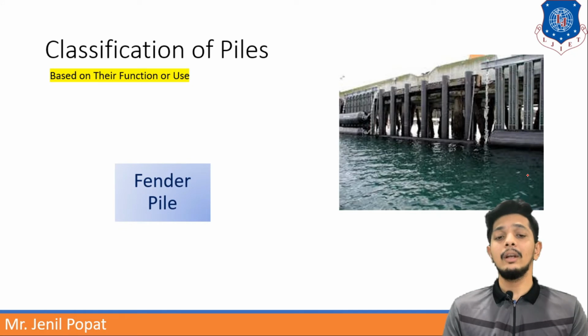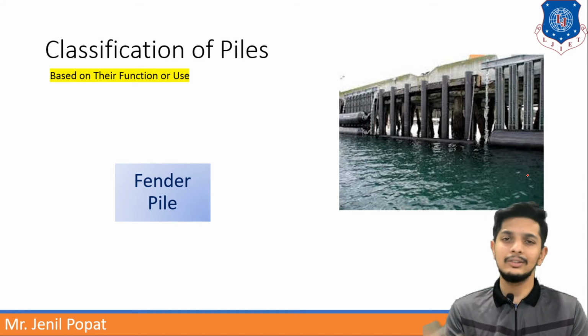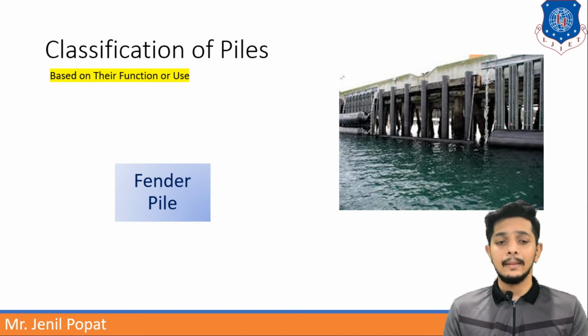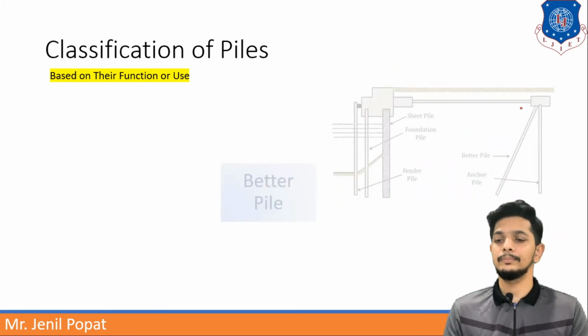Fender pile. Fender piles are generally used on river sides or ocean, or we can say seashores. Here, on these fender piles, you can see that platforms or bridges are constructed, but of small caliber, not for large calibers.